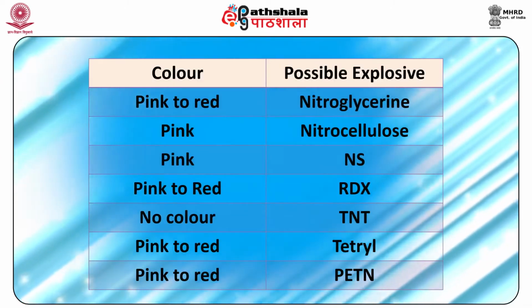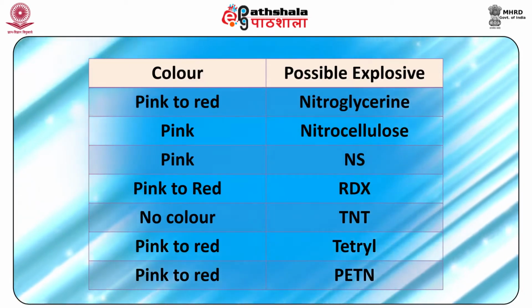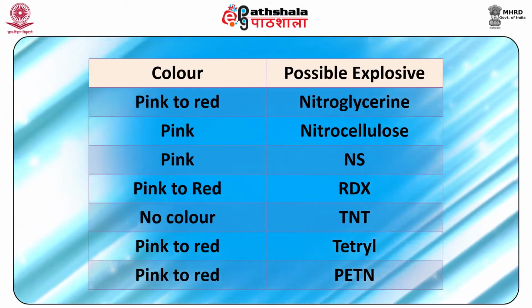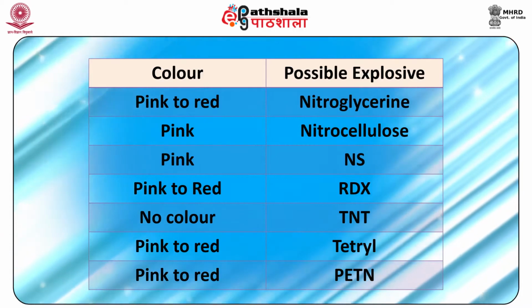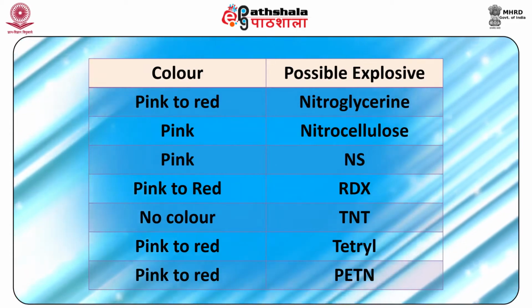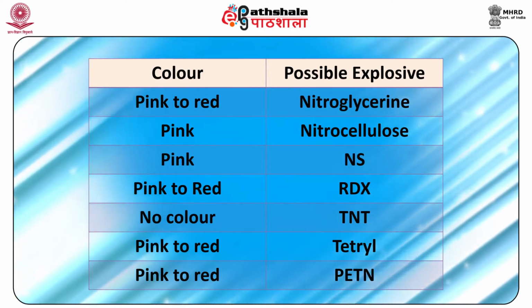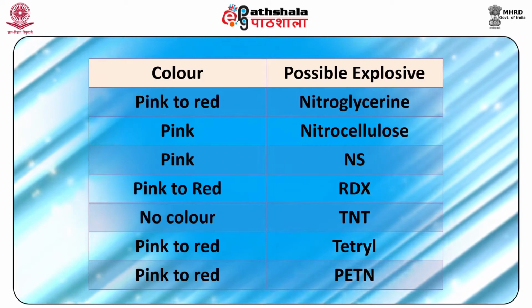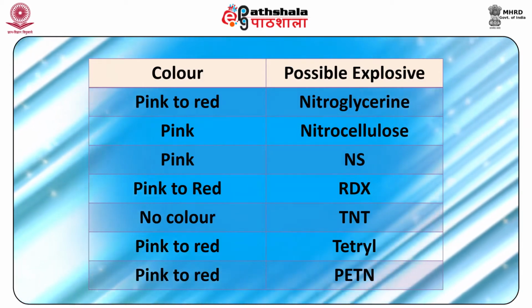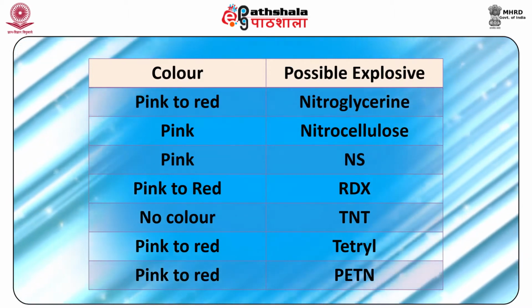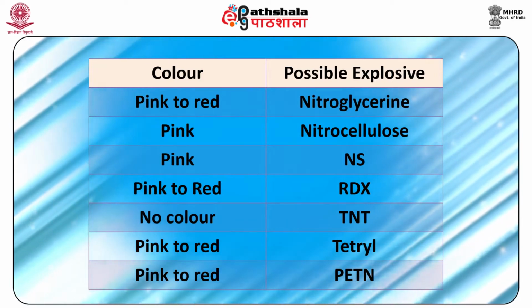Then observe what color you are getting, and as you can see in this table, if the color obtained is pink to red, the possible explosive will be nitroglycerine. If it is pink, it can be nitrocellulose or NS. If it is pink to red, it can be RDX or tetryl or PETN, but if there is no color, it is TNT. So it's a combination of these tests, where you keep on writing observations, and you will be able to keep on elaborating and get to the final conclusion about what explosive material that particular blast residue contains.